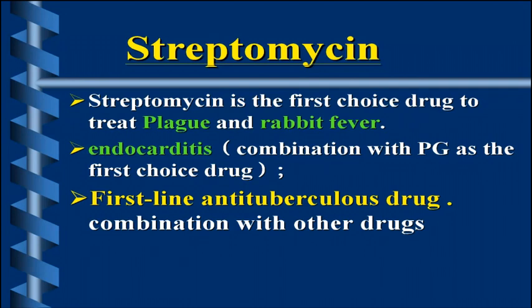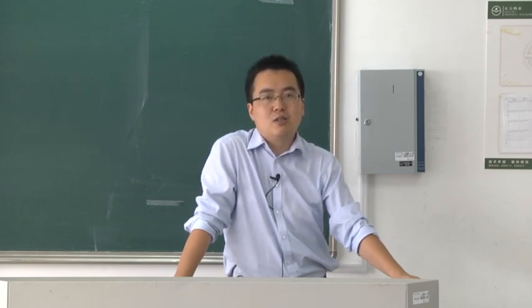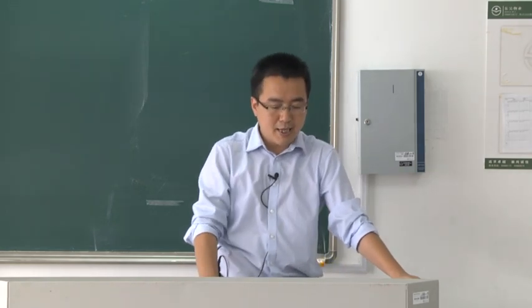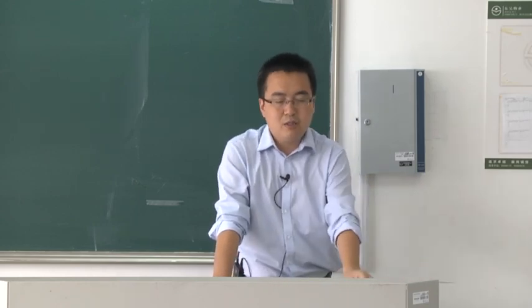The last one, streptomycin is a first-line antituberculosis drug in clinical. We have learned kanamycin, and we have mentioned it is a second-line antituberculosis drug. Besides this, every student will learn the other 4 first-line antituberculosis drugs. And these antituberculosis drugs in combination, such as 1, 2, 3 combinations, are all widely used in clinical. Okay, and this is the end of the class of chapter 45 for the aminoglycosides.